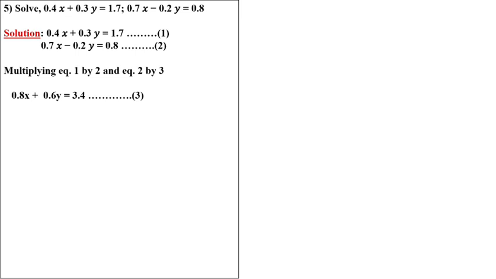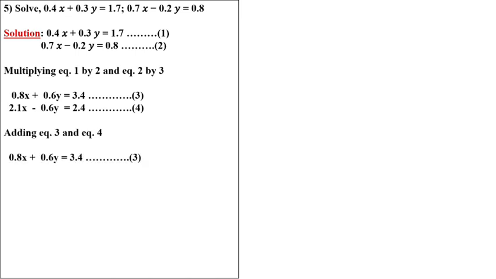Same way the equation number 2 we will multiply by 3. 3 7s are 21, means 2.1. 3 2s are 6, 0.6. 3 8s are 24, means after one decimal place, 2.4. Adding the third and fourth equation, we get 0.6y and minus 0.6y will cut. 0.8 plus 2.1 we get 2.9x equal to 3.4 plus 2.4 we get 5.8. x equal to 5.8 divided by 2.9.